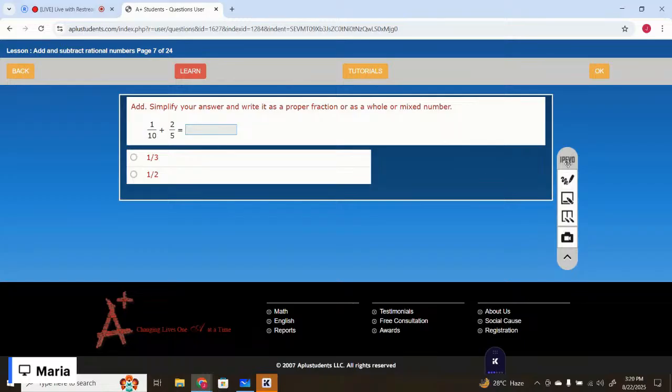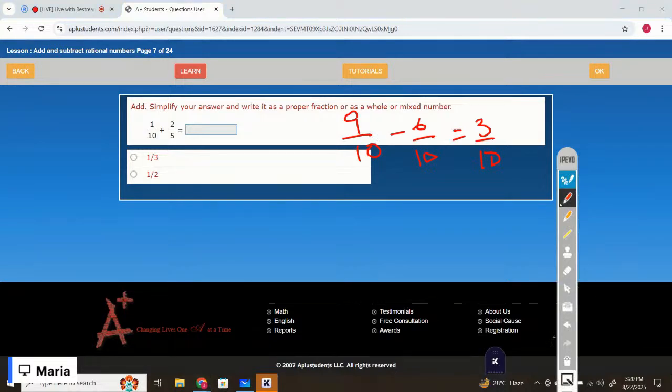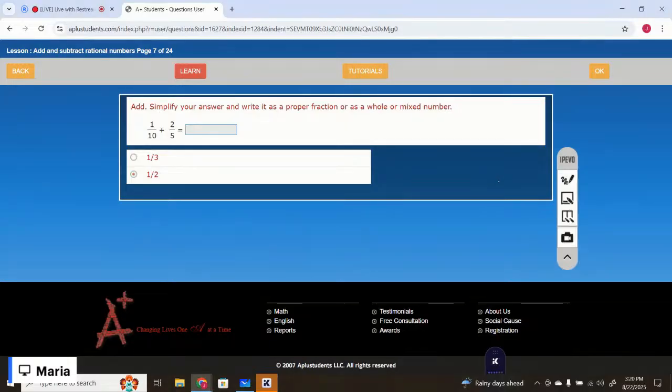One by 10 plus 2 by 5. That equals 5 over 10. That equals 1 over 2. That is 1 by 2. Option number 2 is the correct option.